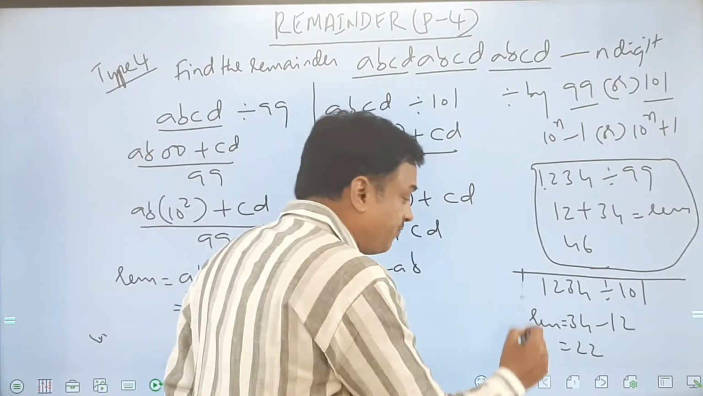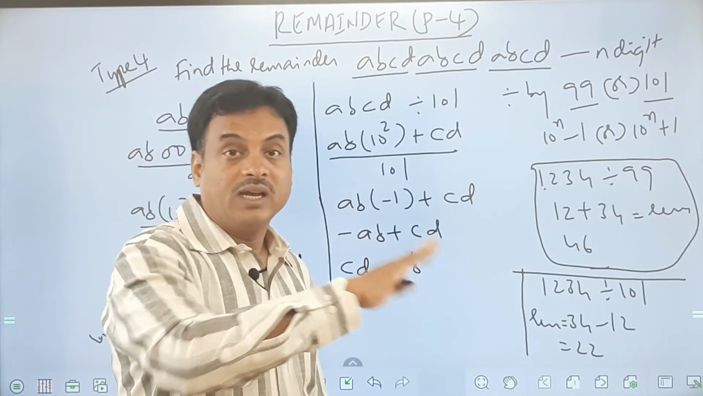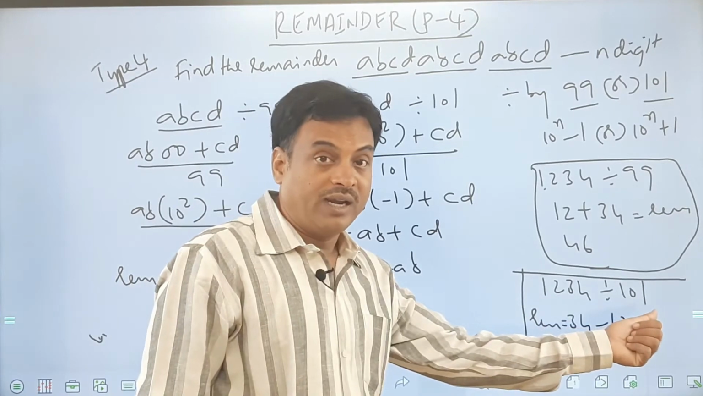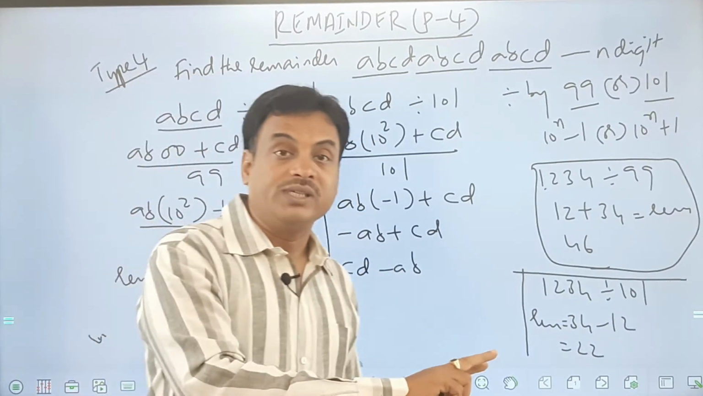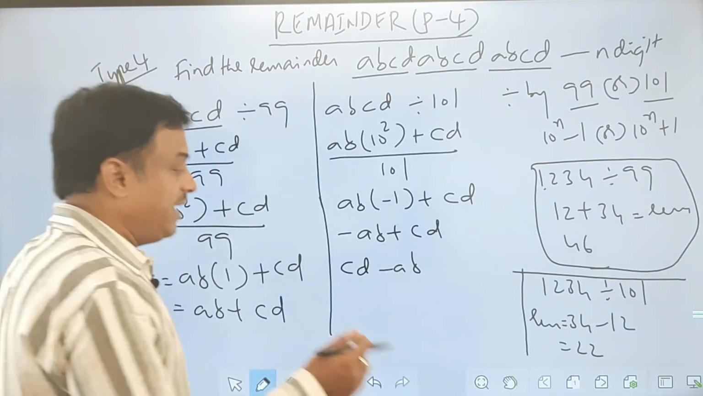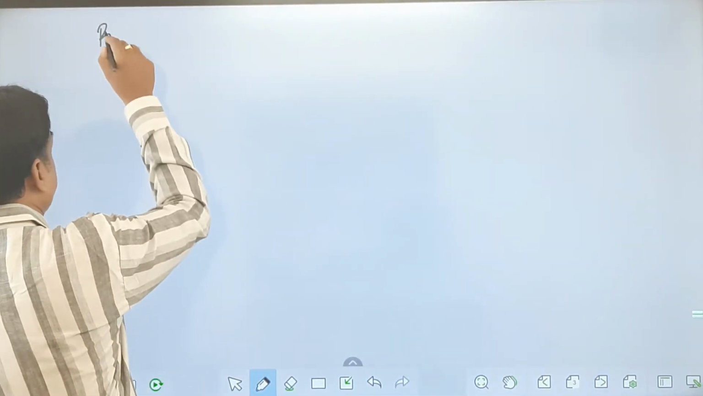So what I observe: if it is divided by 99, it is the sum of the first 2 digits plus the sum of the other 2 digits. If it is divided by 101, then last 2 digits minus first 2 digits is what we can observe and learn from this. Okay. So let us now quickly take a question on this so that we can understand what the question looks like.